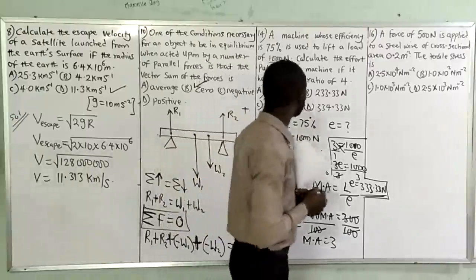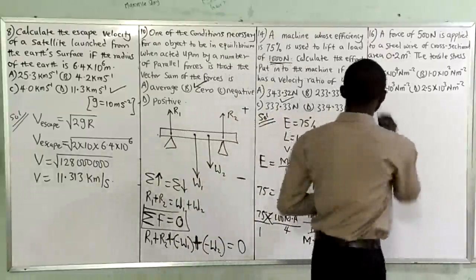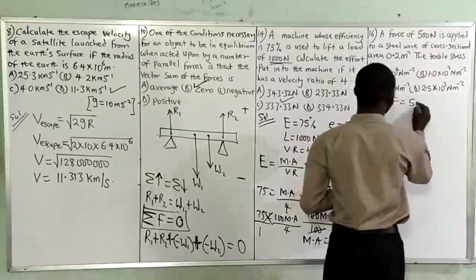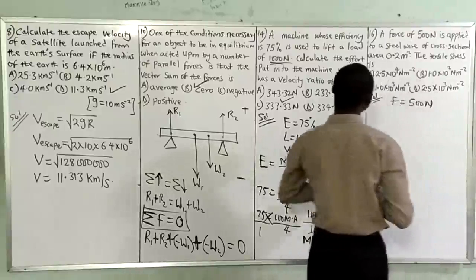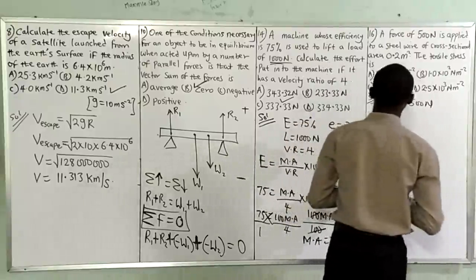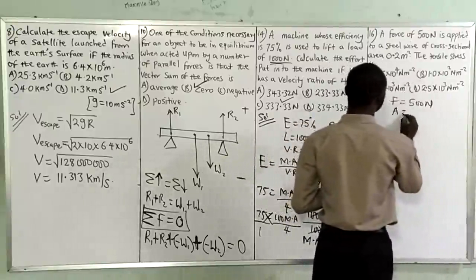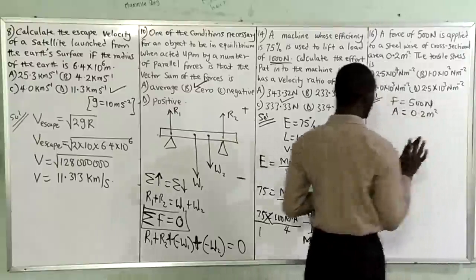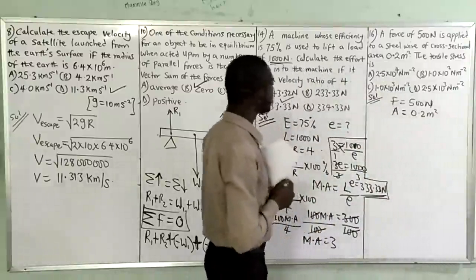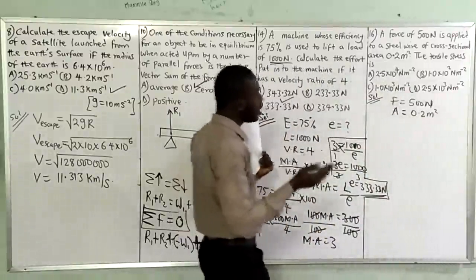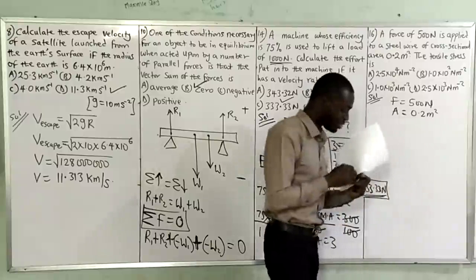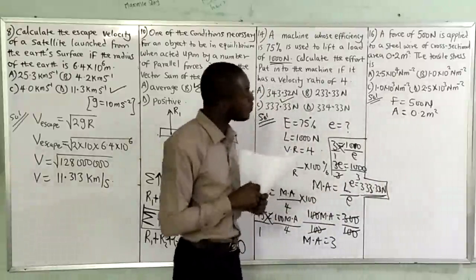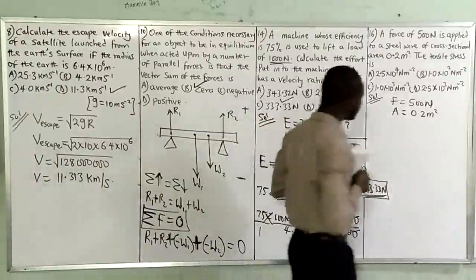Finally, look at question number 16. Solution. We're told that a force of 500 Newton is applied to a steel wire of cross-sectional area. We're given the area of the steel wire to be 0.2 meters squared. The units are okay. Now, the question states the tensile stress. This question is under elasticity. To get this question properly, you can download our video on elasticity. You will understand this better.